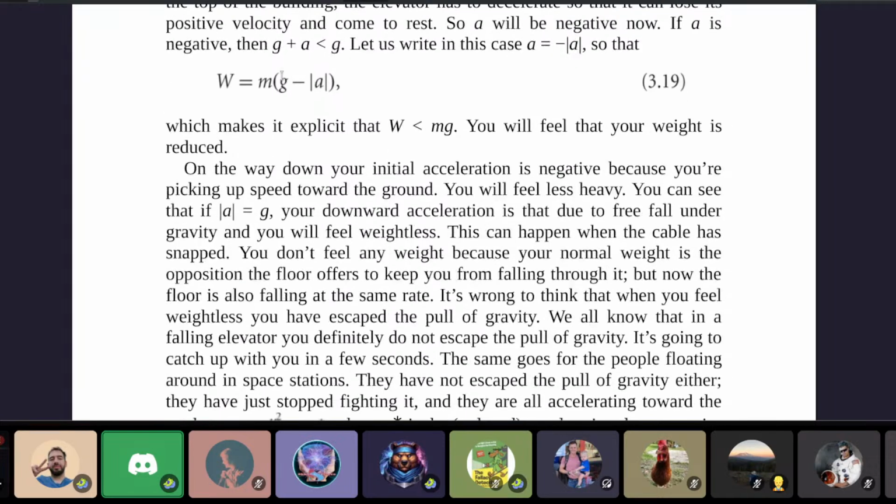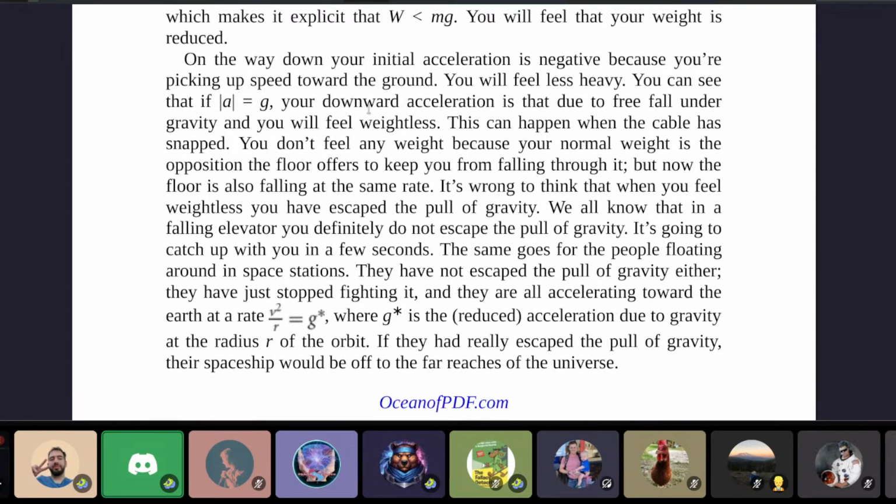So that W equals M times G minus the absolute value of A, which makes it explicit that the weight is less than the weight would have been. I mean, here we're getting to less Elon than Musk zero state. Yeah, we're getting into weightless stuff eventually. You will feel that your weight is reduced.